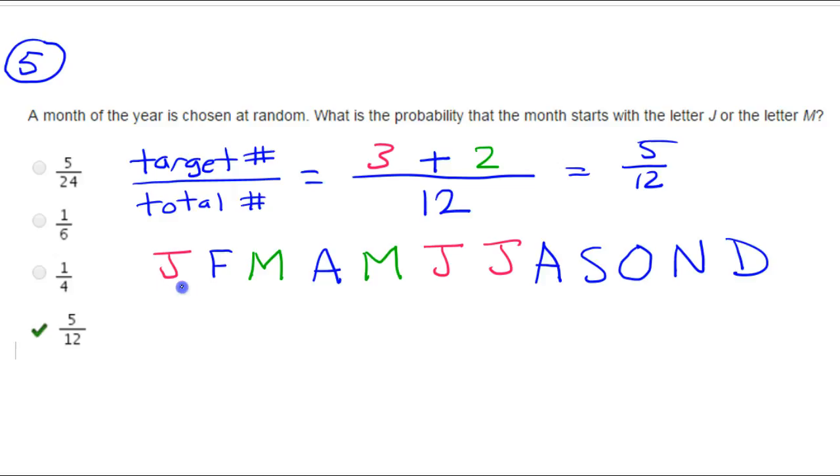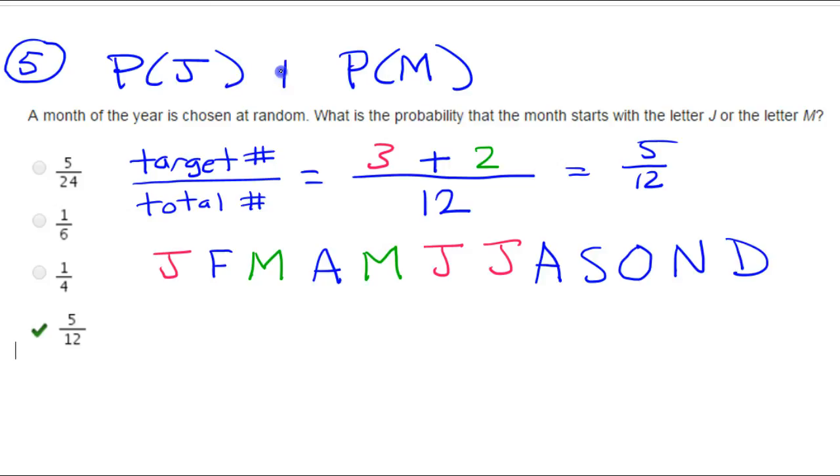Now notice, using the language of mutually exclusive events. All right, understand that these two events, we're talking about the probability of picking a month that starts with the letter J, and we're talking about the probability of picking a month that starts with the letter M. If you pick a single month, it can't start with J and M. It's going to be one or the other, or neither, but it definitely cannot be both. So these are mutually exclusive.